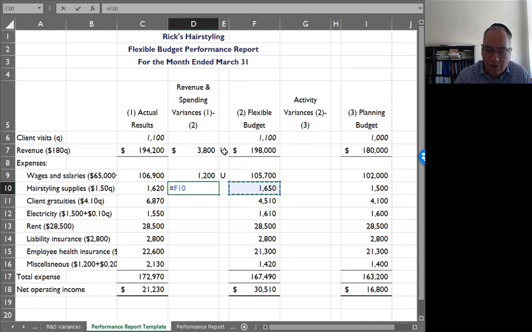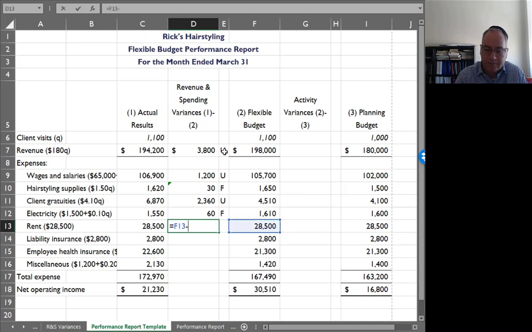Hairstyling supplies were $30 lower than the flexible budget, so that would be favorable. Client gratuities were $67.80 minus $45.10. They were higher, that would be unfavorable. Electricity is $16.10 minus $15.50, or $60 lower than expected, and that would be favorable. Rent was the same. Liability insurance was the same. And employee health insurance, $22,600 minus $2,130, was $1,300 higher, is favorable. Miscellaneous was $2,130 higher, so it's going to be $710.